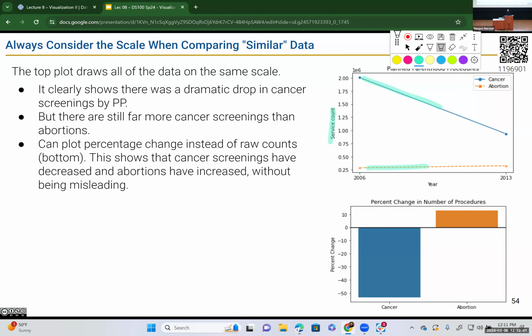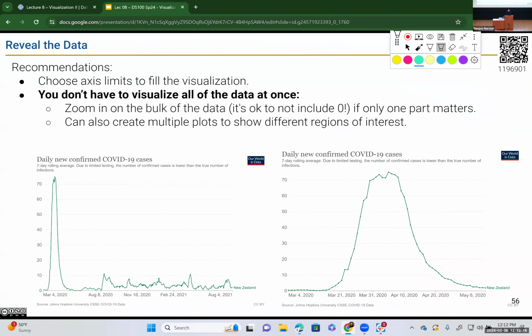If you want to show that, oh, there was an increase versus there was a decrease for cancer screening cases, you can also do this comparative kind of plot and show that. So one of them had a decline below 0 and one of them had an increase. So that's about the scale.